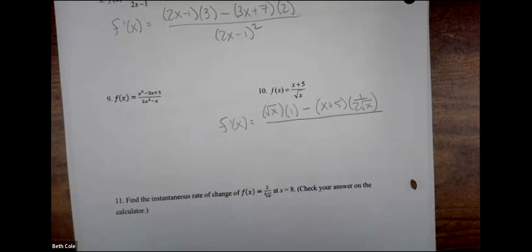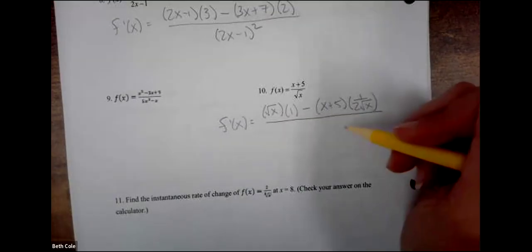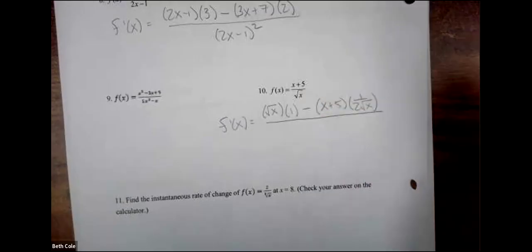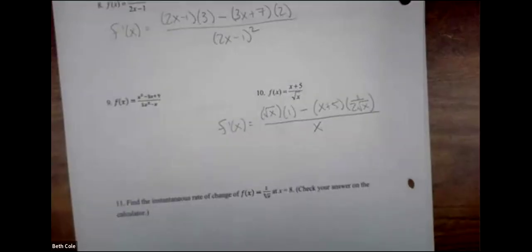Let me finish this one and I will turn back to that one. Now it's over denominator squared. Now if you take square root of x and you square it, it's just x. Now let me flip back a page and answer that question.